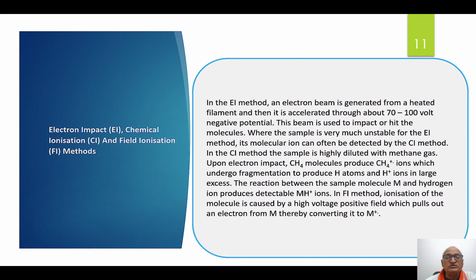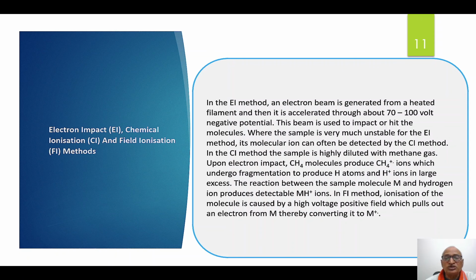Now, what happens in the CI method, the chemical ionization method, where the sample is very unstable for the EI method? Its molecular ion can often be detected by the CI method. In the CI method, the sample is first diluted with methane. Upon electron impact, methane molecules produce methane cation radical, which undergoes fragmentation, producing H atoms and H plus ions in large excess.